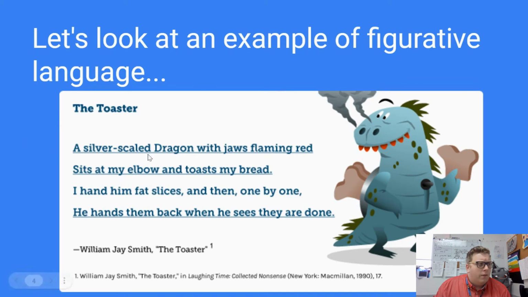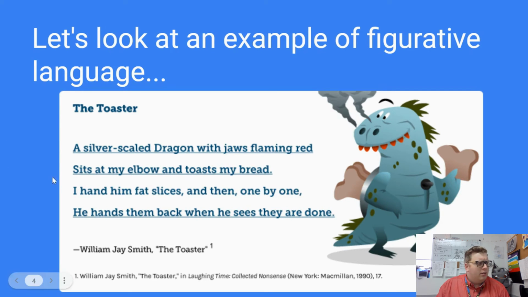So let's look at that first line. Is there figurative language in that line? There is. This line contains figurative language that says, the toaster is a silver-scaled dragon with jaws flaming red. Even though the toaster is not literally a dragon, right? This is a metaphor.